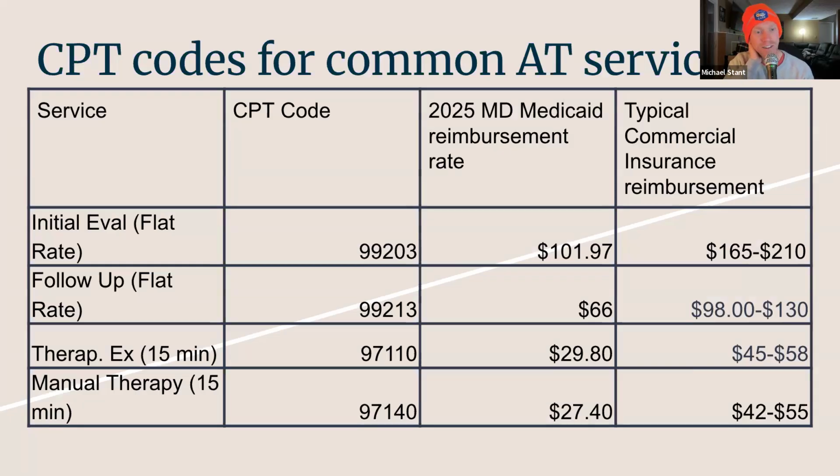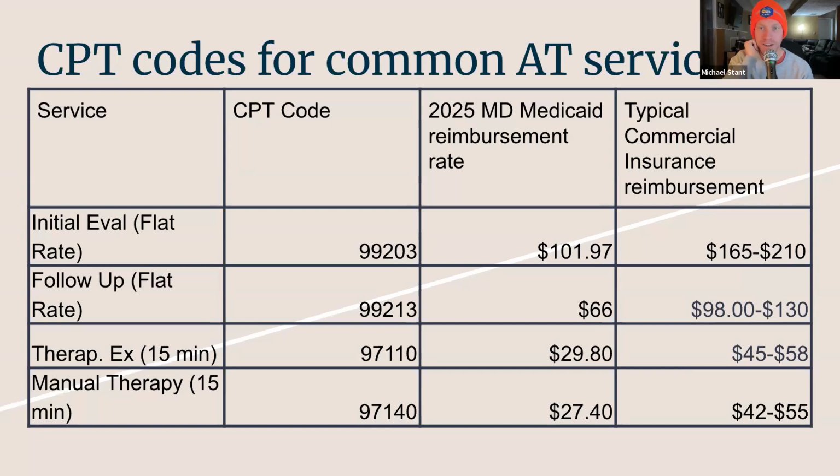As you see, I'm trying to make it as simple as possible. So it's initial eval, follow-up, therapeutic exercise, manual therapy. In what I do, initial eval and follow-up is one service. You can only bill it one time. Whereas therapeutic exercise and manual therapy are billed per unit. So if you have someone doing a full ACL rehab, it could probably be 3 units if they're there for 45 minutes of therapeutic exercise.